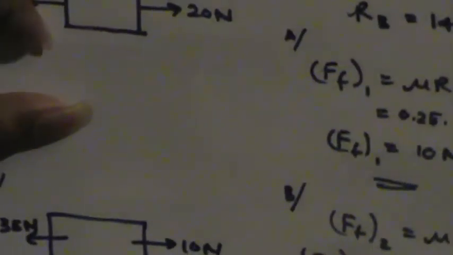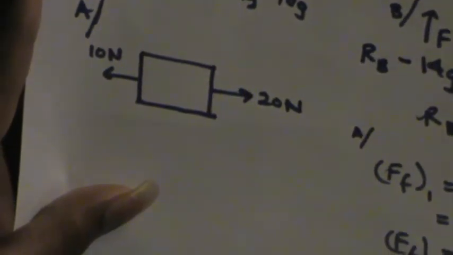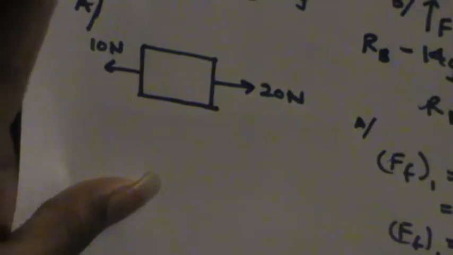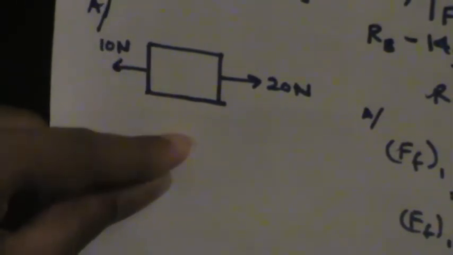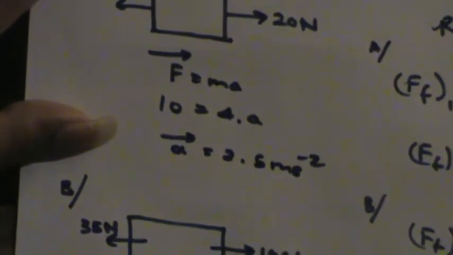For A, the total applied force is 20 newtons and the total opposing force is 10 newtons. So there will be a net force in this direction, and the object will accelerate. If you put F equals ma for this object, you can find its acceleration. The net force is 20 minus 10, which is 10, the mass is 4 and the acceleration is a. So the acceleration in this direction will be 2.5 meters per second squared.